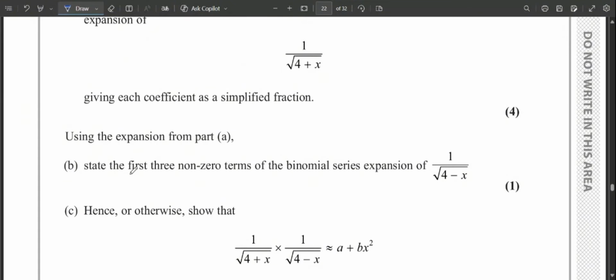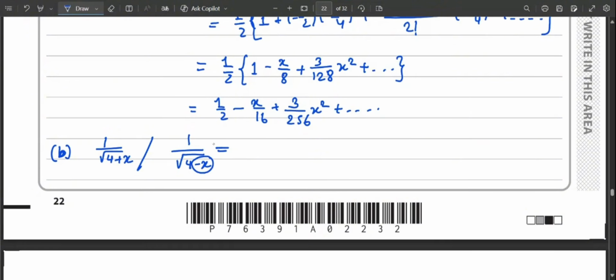For part B, we have to use the expansion from part A, and we have to state the first three non-zero terms. We can simplify this as 1 by 4 minus x to the power of half, and then we can write 4 minus x to the power of minus half. Ultimately, we will get 4 to the power of minus half, 1 plus minus x to the power of minus half. And this is the term we need to expand.